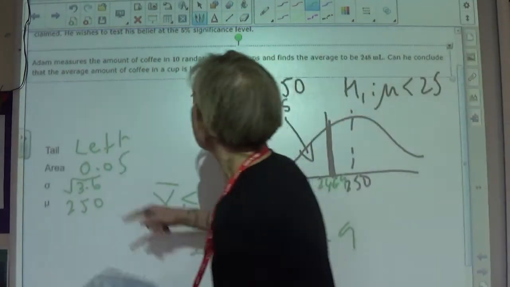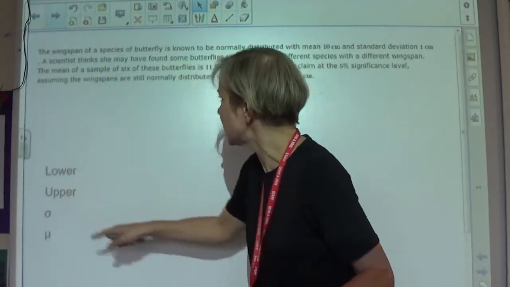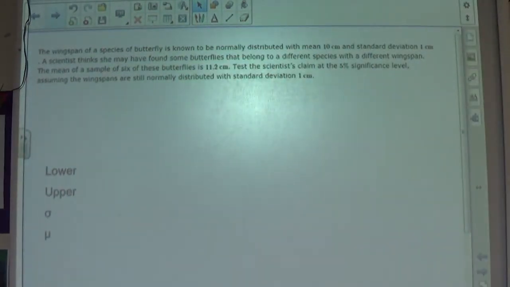Right, and our last type. This type would be what we would call a two-tailed test, and we'll see this when we set up our hypotheses. The wingspan of a species of butterfly is known to be normally distributed with mean 10, standard deviation 1. A scientist thinks she may have found butterflies that belong to a different species with a different wingspan. The mean of a sample of 6 of these butterflies is 11.2. Test at the 5% level of significance.